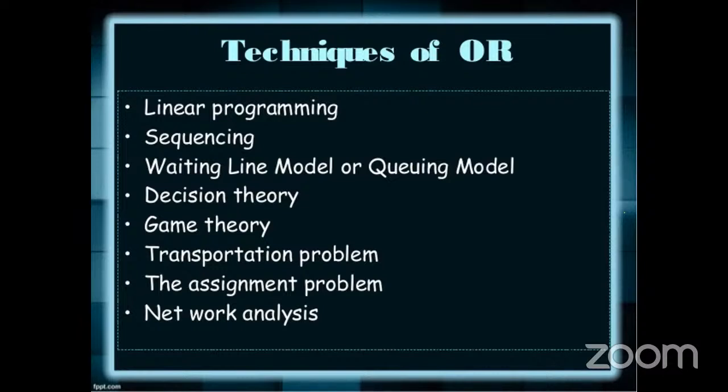Second is sequencing. As I told you, if you go for ticketing, railway tickets, earlier it was in a sequence. They need to stand in the queue and wait for a particular time, and only then will they get their solution. To avoid that, sequencing is another OR technique to avoid the problem of standing in a line. Or the waiting line model or queuing model is also another way of solving queuing problems.